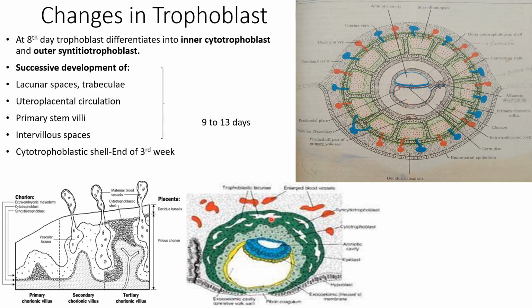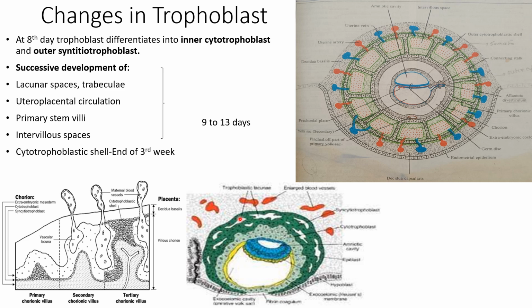When the blastocyst is eroding the endometrium, the maternal blood vessels will rupture, and the blood from the spiral arteries will enter into these lacunae, and there is establishment of uteroplacental circulation. So in these lacunae there is maternal blood. These are now known as intervillous spaces.